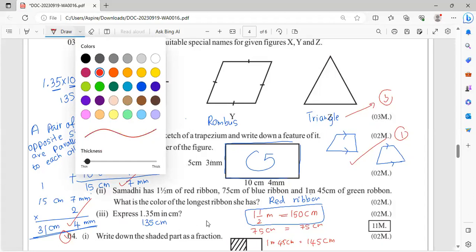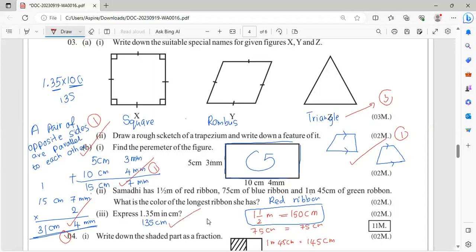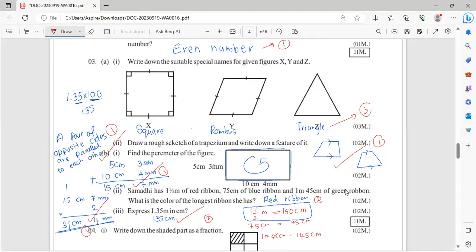Then you are given 2 marks. Okay. Then for finding this also, you are given 2 marks. Can you count the marks you have obtained for this one?